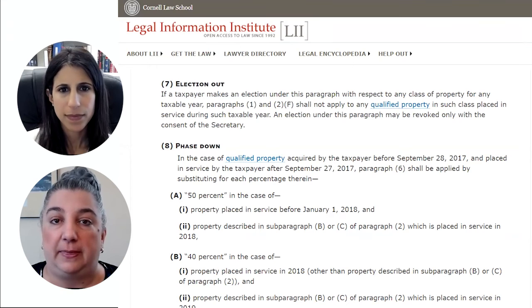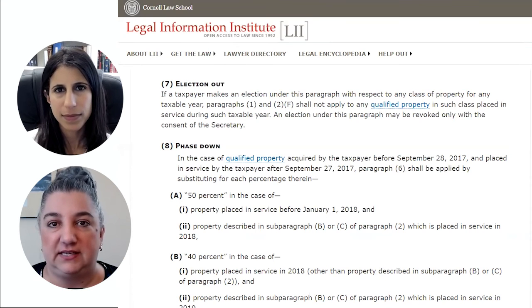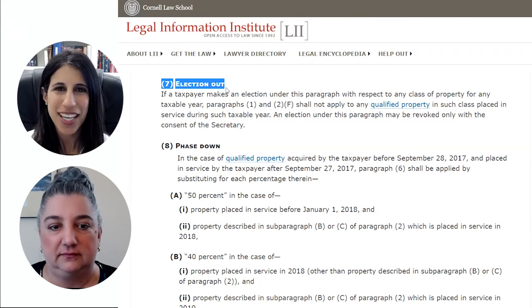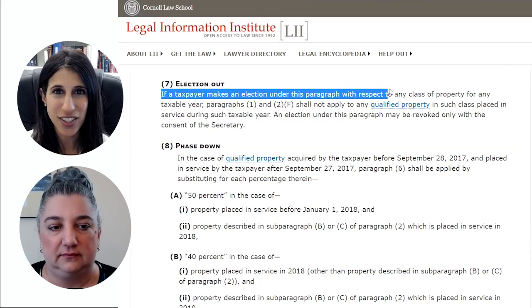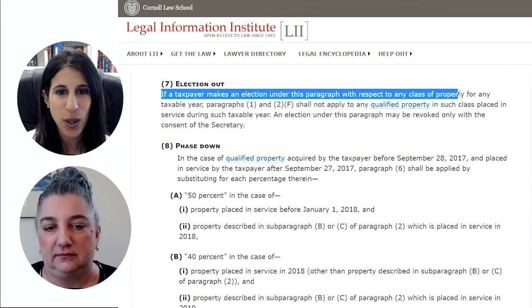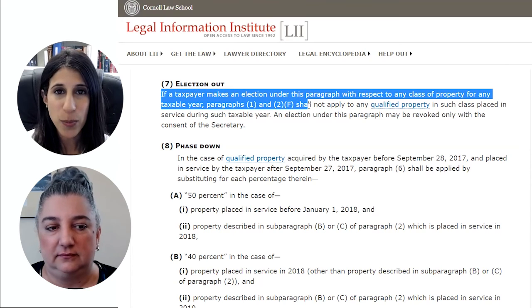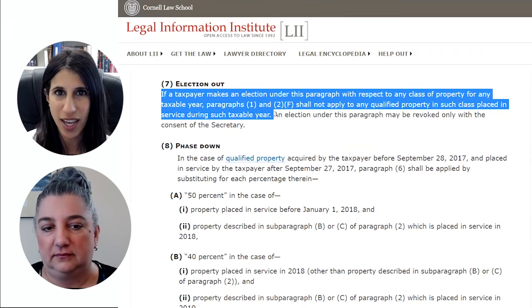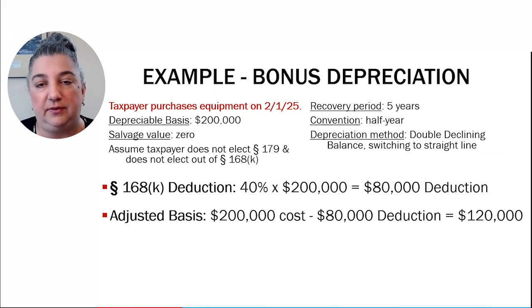So notice also that the default rule is that Section 168(k) applies. However, Section 168(k)(7) provides for an election out of Section 168(k). If a taxpayer makes an election under Section 168(k)(7) with respect to any class of property for any taxable year, then the bonus depreciation deduction will not apply to any qualified property in the class placed in service during that year. Here's an example of how Section 168(k) works.